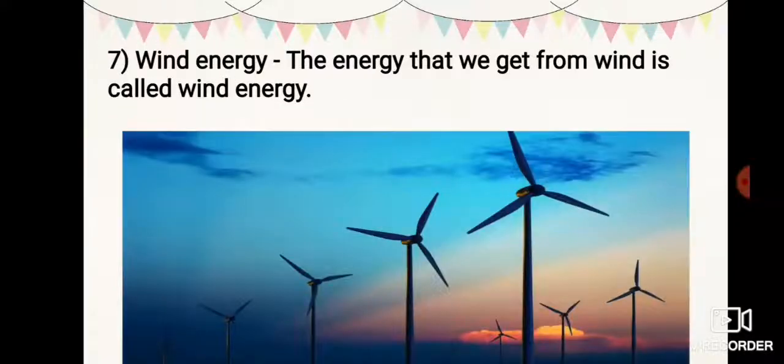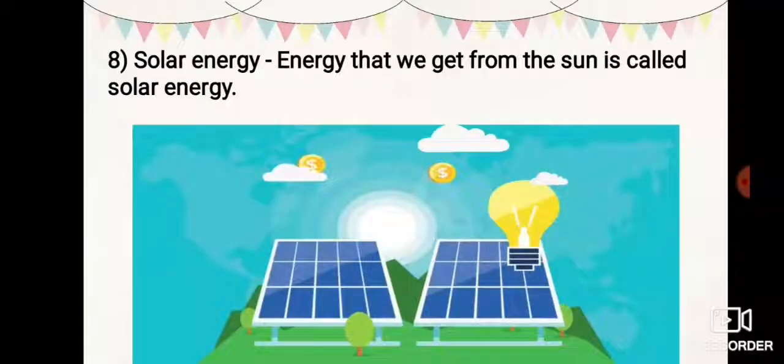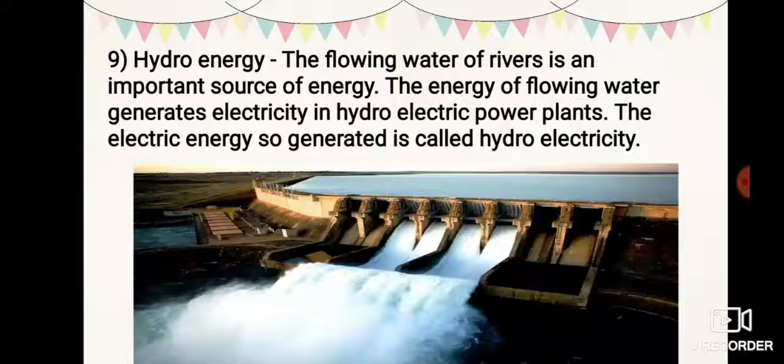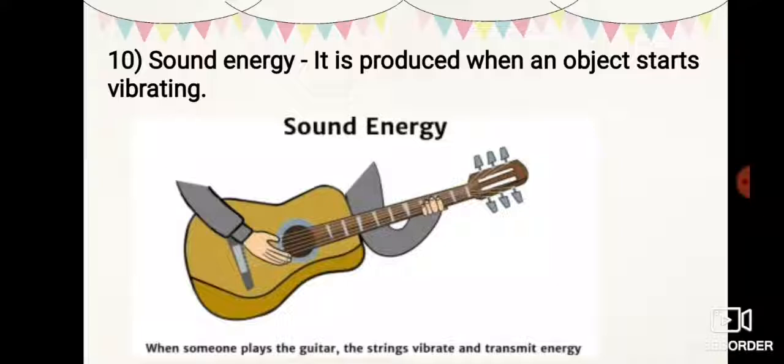Number 7. Wind energy. Wind is used to produce electricity using the kinetic energy created by air in motion. Number 8. Solar energy. Solar power is energy from the sun that is converted into thermal or electrical energy. Number 9. Hydro energy. Hydropower is electrical energy produced through the power of moving water. Number 10. Sound energy. Sound energy comes from vibrations moving through something.